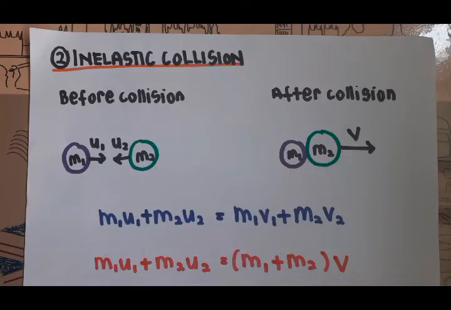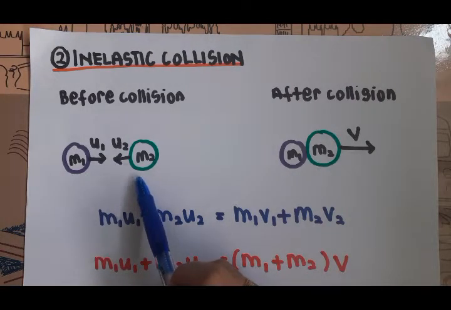Let's take a look at the next type of collision, which is inelastic collision. So what is inelastic collision? Inelastic collision is when car A and car B collide together, and after the collision, car A and car B will stick together and move together in the same direction. Okay class, so here is inelastic collision.